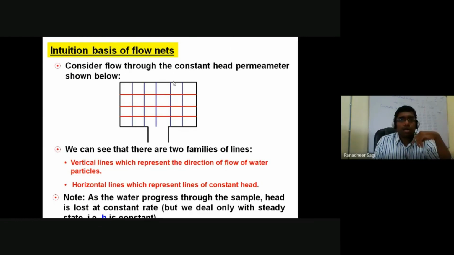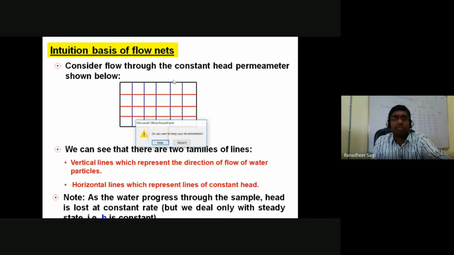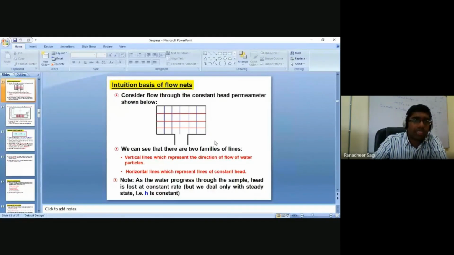I'll stop our discussion for today here, and in the next class, we'll continue our discussion. For the flow net diagram, what are the conditions to be satisfied, and how do we need to construct the flow net diagram? All that we'll try to talk about.